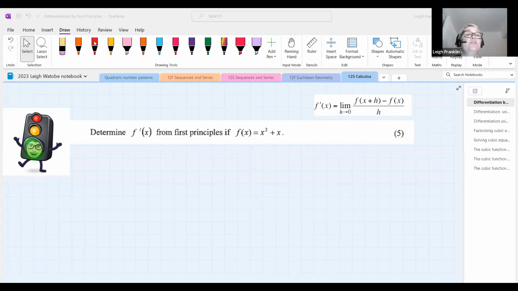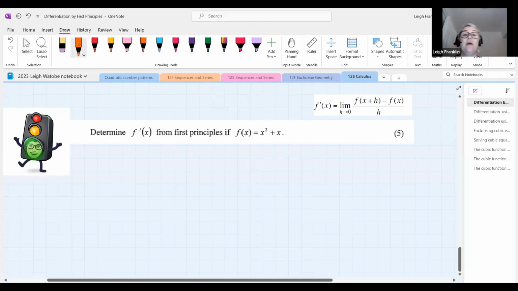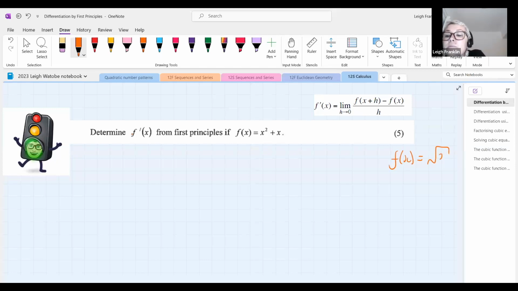If you want a challenge, this is just on the side here. This is a different question. Not everybody has to do it. But if you really want a challenge, what you can do is determine from first principles this. We won't be able to discuss it this lesson, but maybe we can discuss it next lesson if you want to try that. If you don't understand that, don't stress.